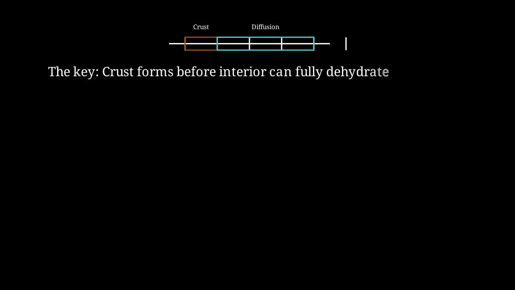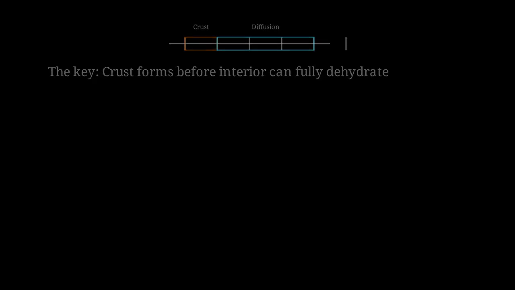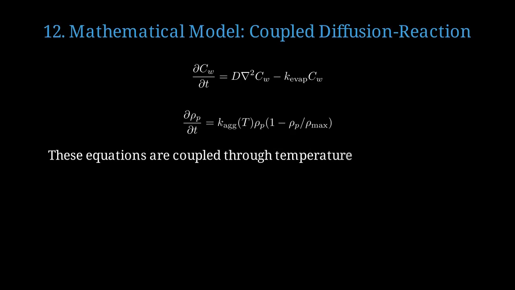The key to the Pavlova paradox is that the crust forms and seals before the interior has time to fully dehydrate. We can model the Pavlova formation with coupled diffusion reaction equations. Water concentration change over time equals diffusivity times the Laplacian of water concentration minus evaporation rate times water concentration. Protein aggregation density change equals aggregation rate as a function of temperature times protein density times 1 minus protein density over maximum density. These equations are coupled through temperature, which affects both water diffusion and protein aggregation rates. Heat and water transport are intimately coupled with bidirectional feedback between the two processes.